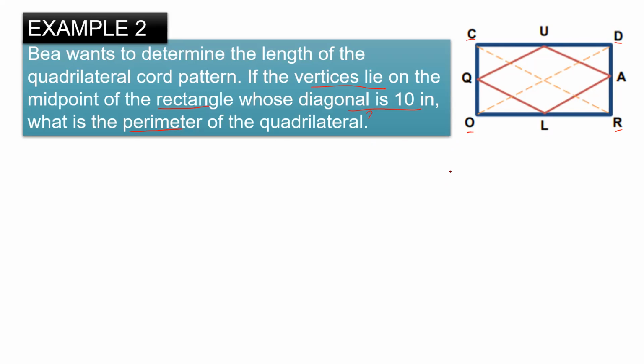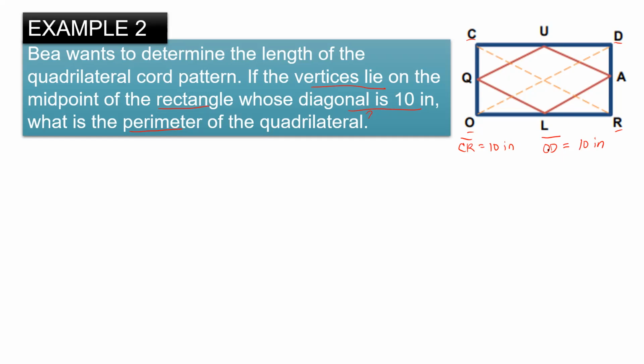So we need to find the perimeter of this quadrilateral using the measurement of the diagonal of a rectangle, which is equal to 10 inches. So we have diagonal CR is equal to 10 inches and diagonal OD, which is also equal to 10 inches. Okay, so how are we going to find the measurement of these sides?